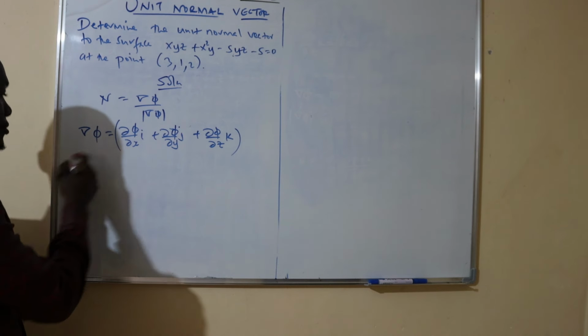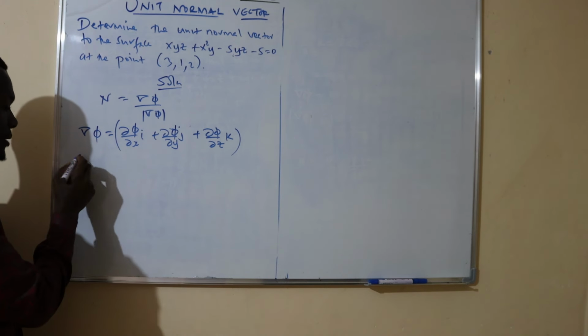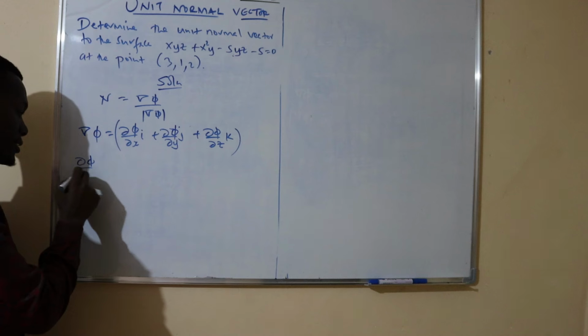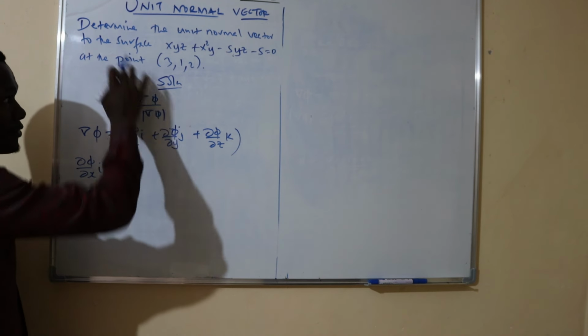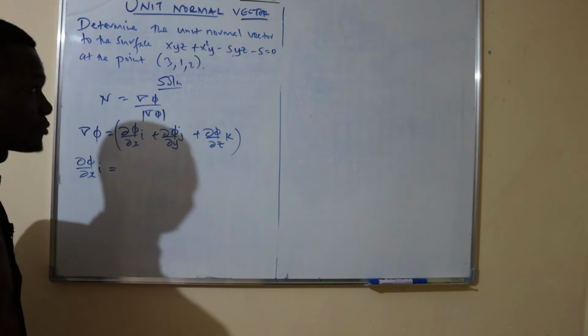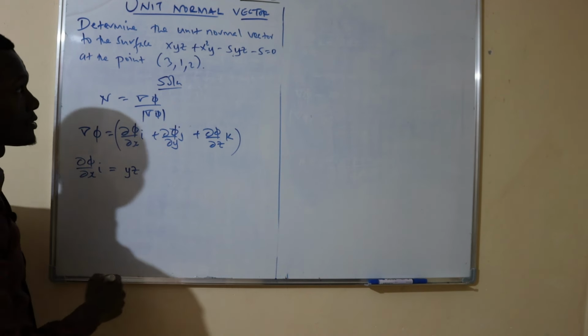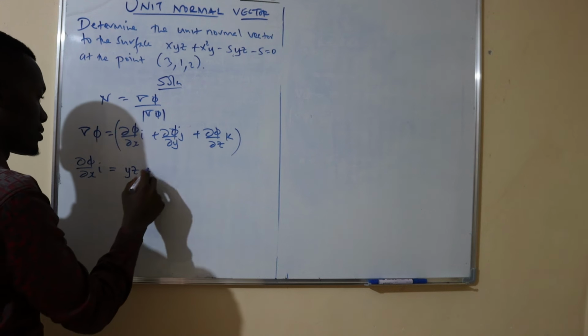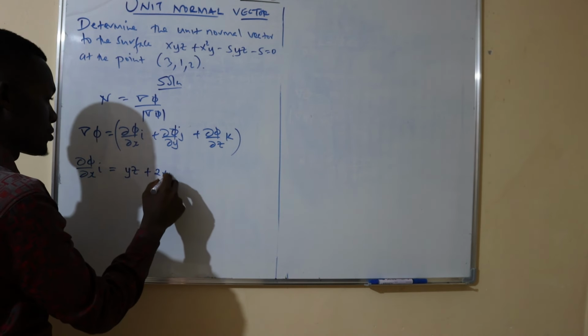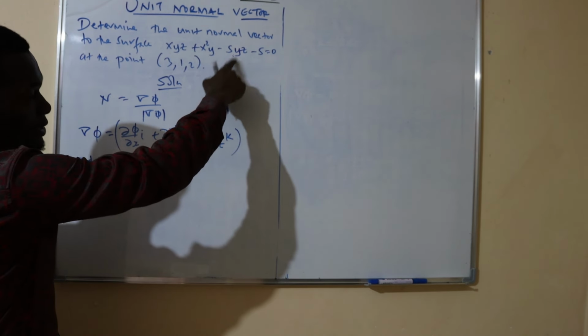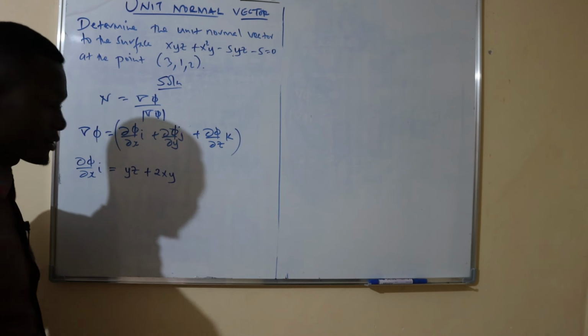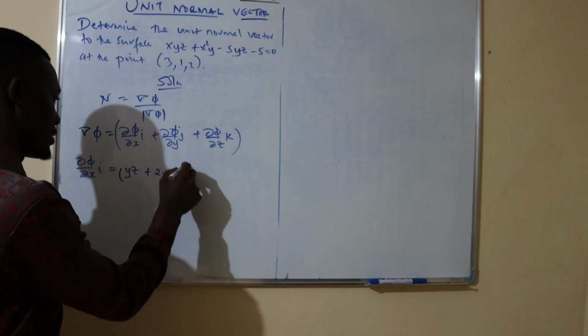Okay. So now, just get our d phi. So we get d phi dx, then i. Differentiate the function with respect to x, then you put i. So with respect to x, the x goes there, you remain with yz. With respect to x, you get 2xy. With respect to x, there is no x in the last term. So therefore this one gives you i.